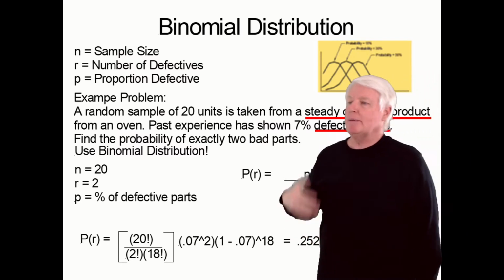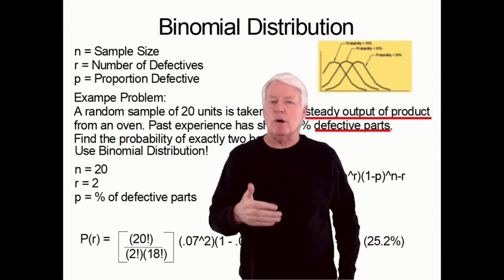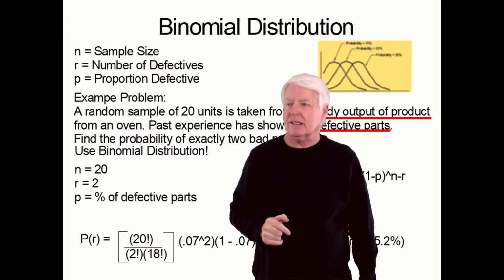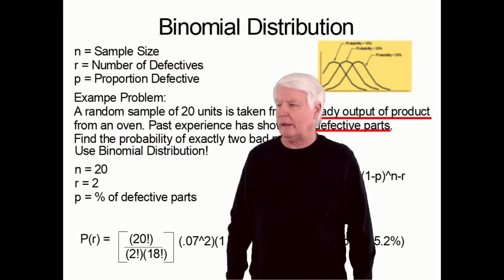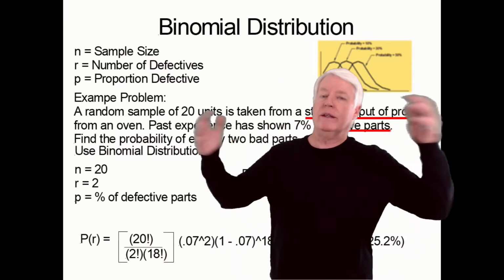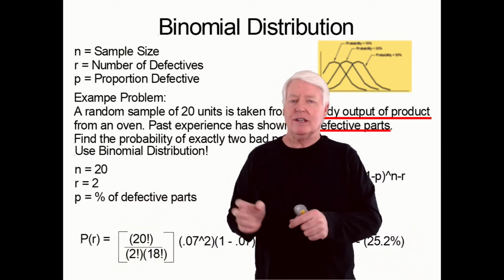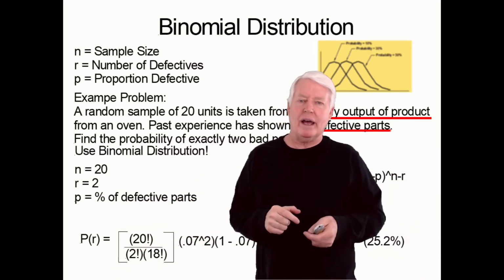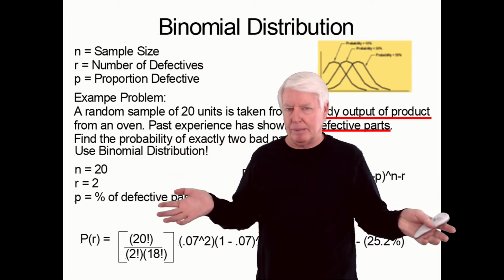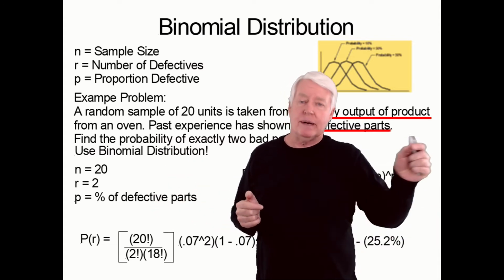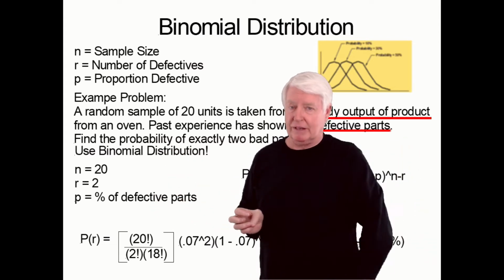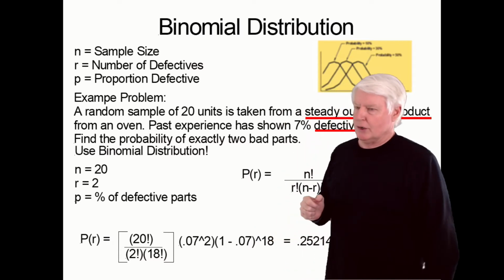And also the binomial must have equal probability between events. Probabilities cannot change between events, which means you either have to have a very large sample size, so that if you pick one out and throw it away, it won't really hurt the probabilities at all, or you must have sampling with replacement for the binomial distribution.